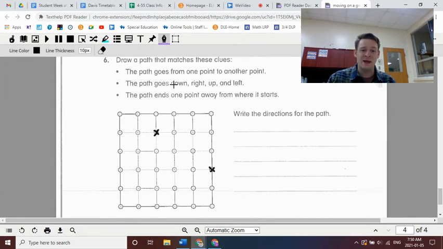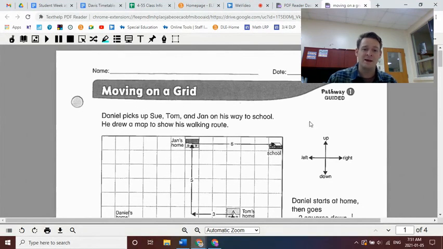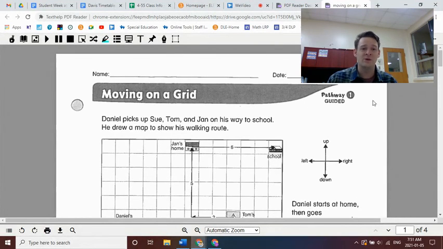The path goes down, right, up, and left. So you're using all 4 directions. And it ends 1 point away from where it starts. So there's the start, there's the end. I need it to go in all 4 directions, and I need it to end 1 point beside where it starts. Then I'm going to write directions for my path, and then I'm done my work for today. So hopefully this walkthrough helps you get going on your work, and best of luck. Hope you learned something.